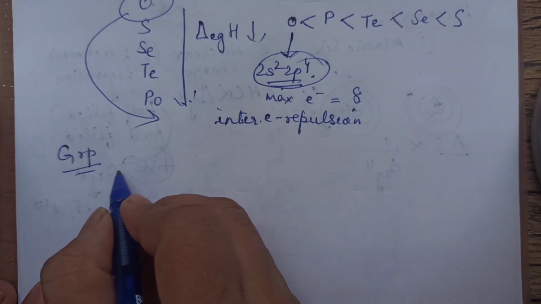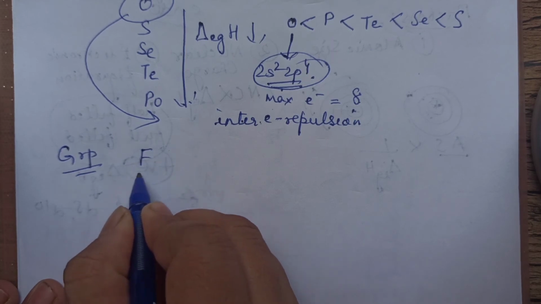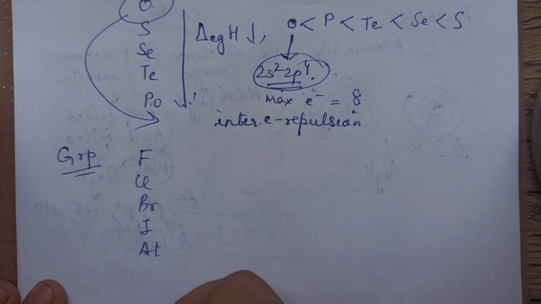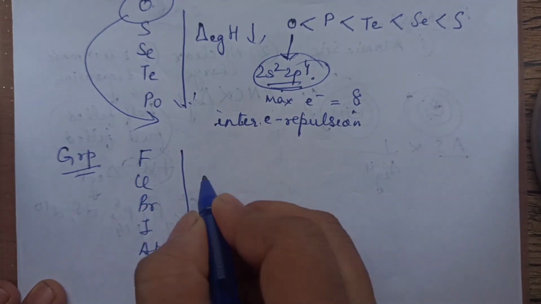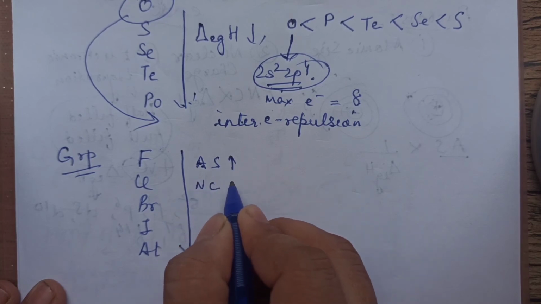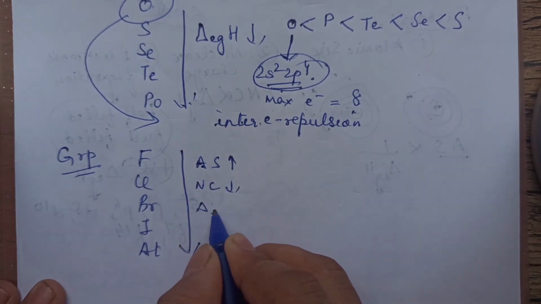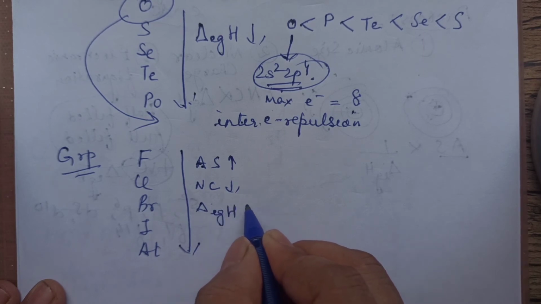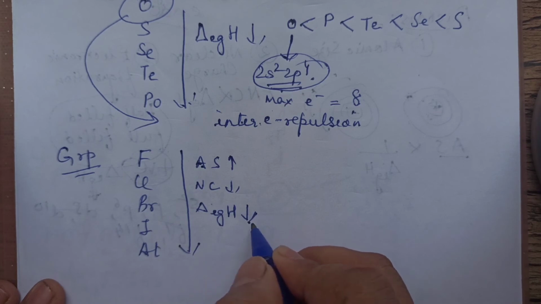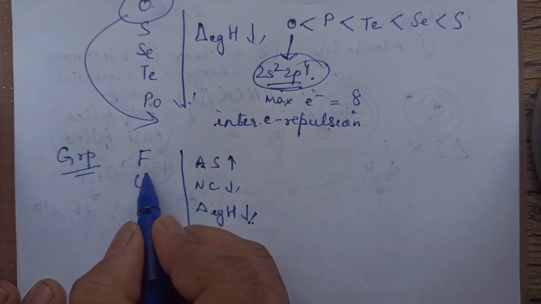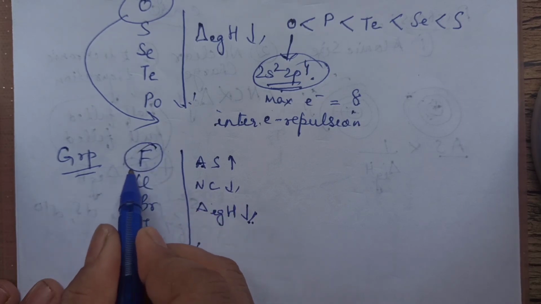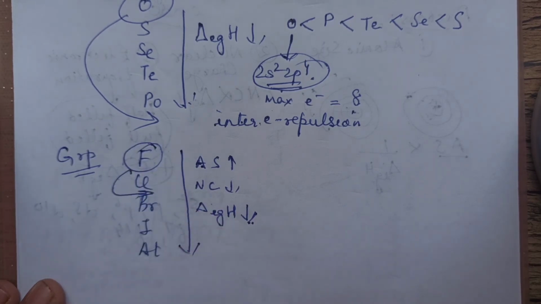Children, group 17. Now group 17 is fluorine, chlorine, bromine, iodine, astatine. Right? What is our expected order? Down the group, atomic size increases, nuclear charge decreases. So we expect the electron gain enthalpy to decrease down the group. Right? We expect this to decrease. It is decreasing, but for fluorine, again, this is a problematic thing. It comes here in between.